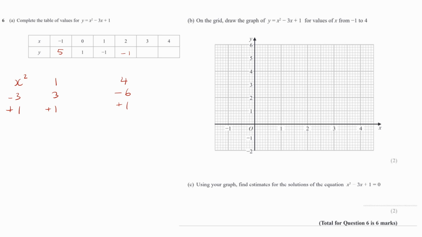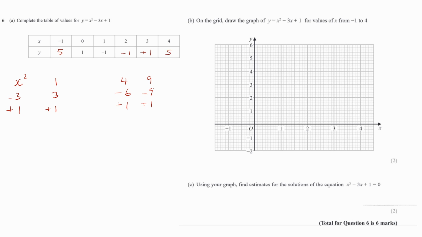Let's just test it. 3 squared is 9. Minus 3 times 3 is minus 9. 9 minus 9 plus 1, which is plus 1. Good. Plus 1. And I'm not going to bother doing the calculation for this one, because it should be symmetrical, so this should be 5 as well.